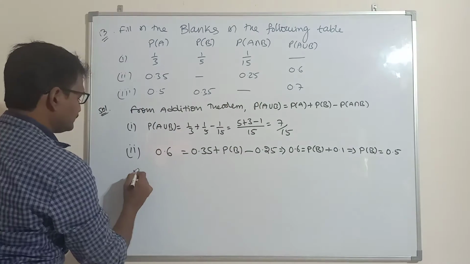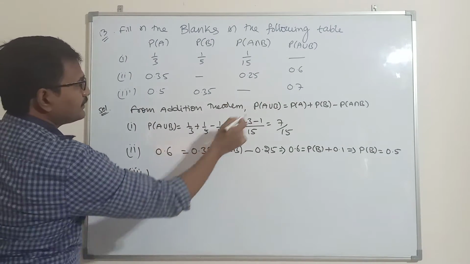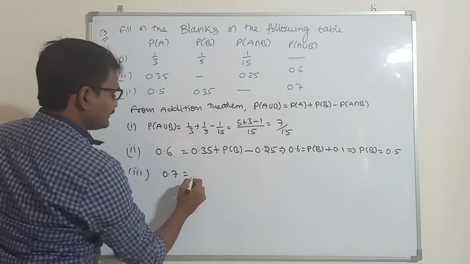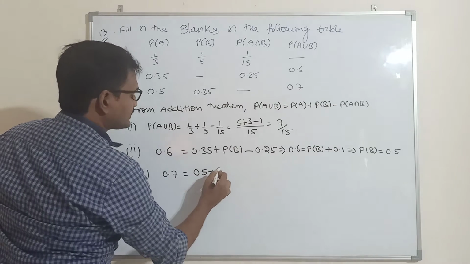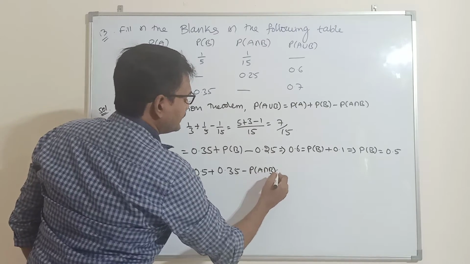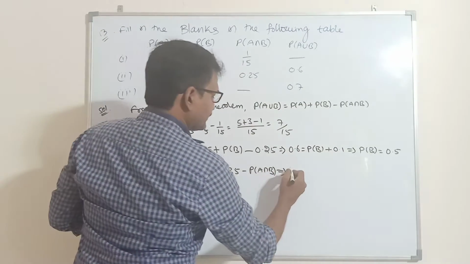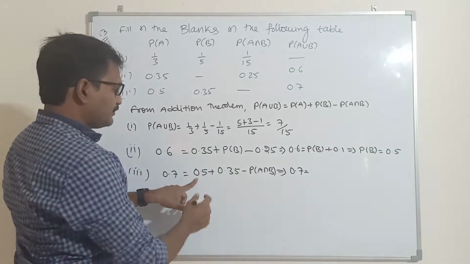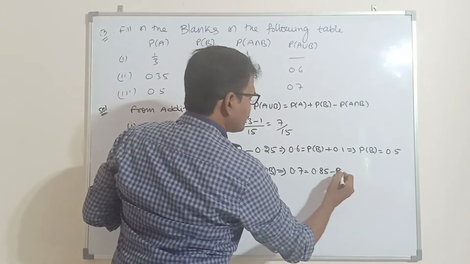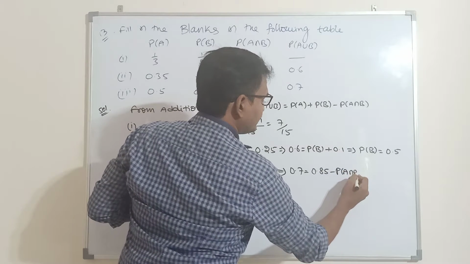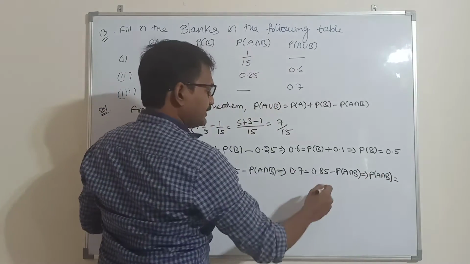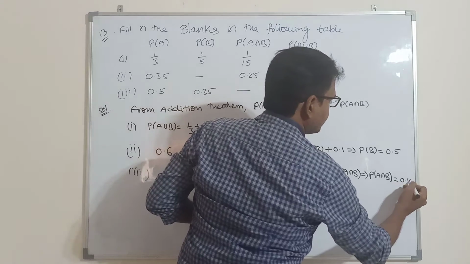Third question. P of A union B value is given as 0.7, which is equal to P of A 0.5 plus 0.35 minus P of A intersection B. So 0.7 is equal to 0.5 plus 0.35, 0.85, minus P of A intersection B. So P of A intersection B is equal to 0.85 minus 0.7, which is 0.15.